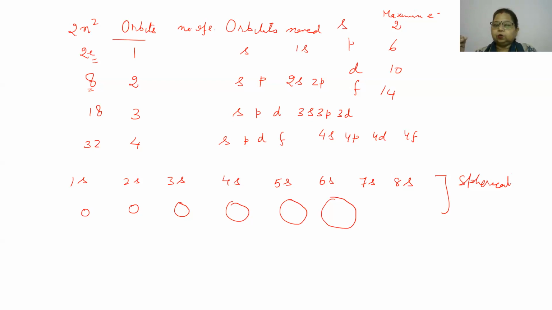How will the size grow? To answer that, we have nodes. The 1s orbital does not have a node. Right? For s orbital, the number of nodes is given by n minus 1. I'm writing it down: for s orbitals, the number of nodes is equal to n minus 1, where n is the number of the orbit.